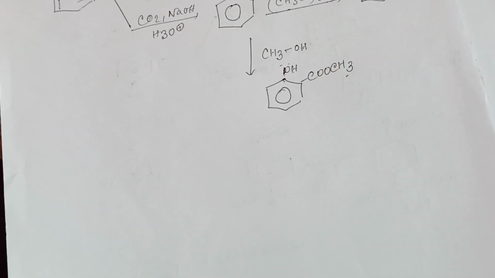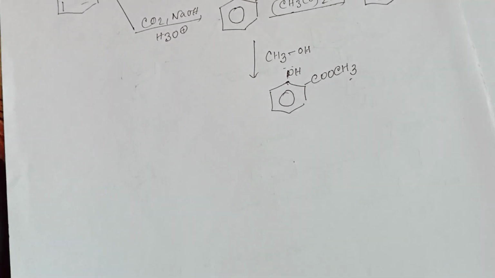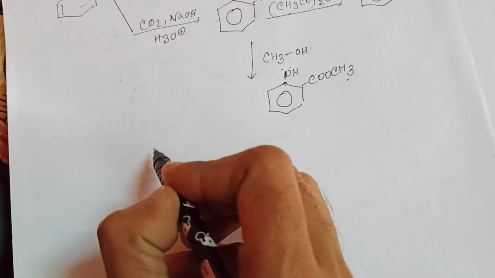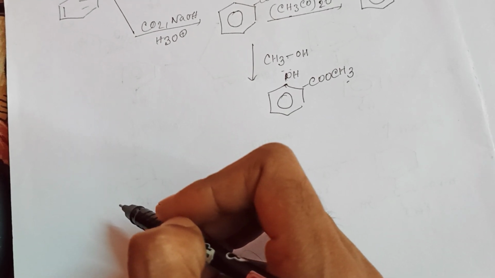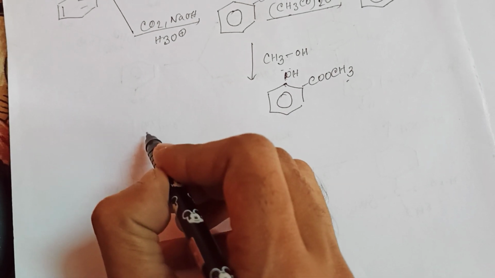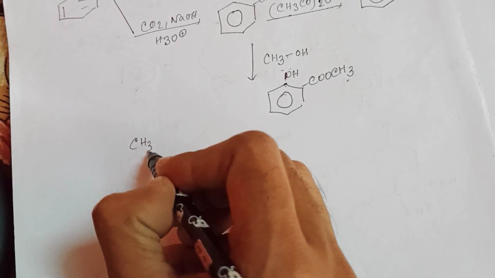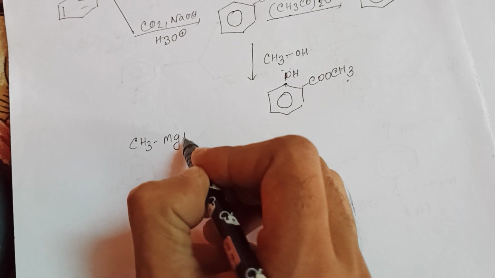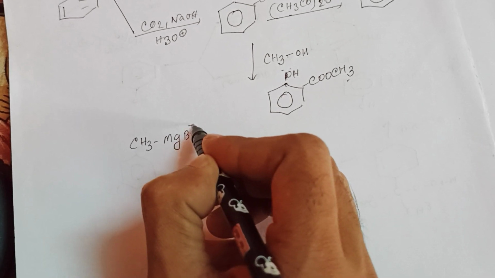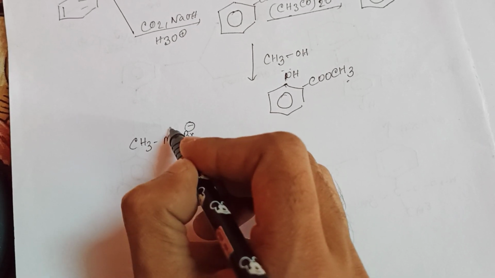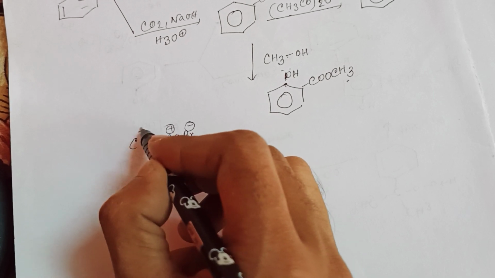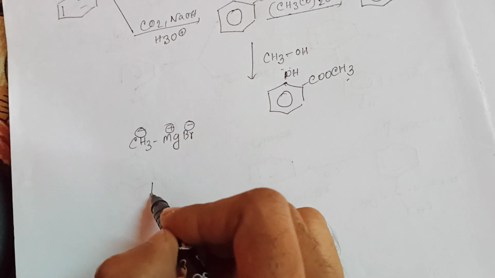Now the next reaction is about alcohol. 1 degree, 2 degree, and 3 degree alcohols are differentiated by Lucas reagent. And now I will form 1 degree, 2 degree, and 3 degree alcohols using Grignard reagent. We know the Grignard reagent is CH3MgBr, with a negative charge on the carbon and a positive charge on the Mg.